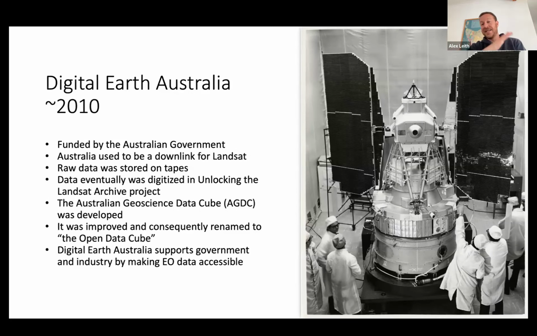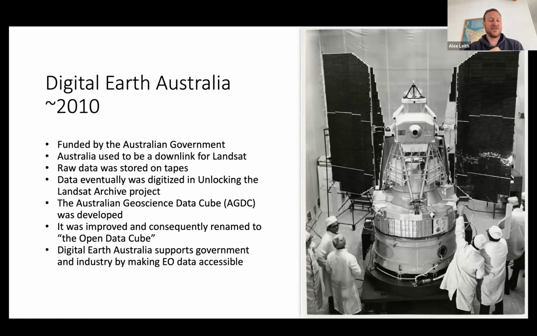Going back into the history, Australia was a downlink for Landsat. The older Landsat satellites didn't have a lot of storage on them, so the images that they captured, they had to stream into downlink stations. And that got stored on tapes. Sometimes those made their way back to the USGS.